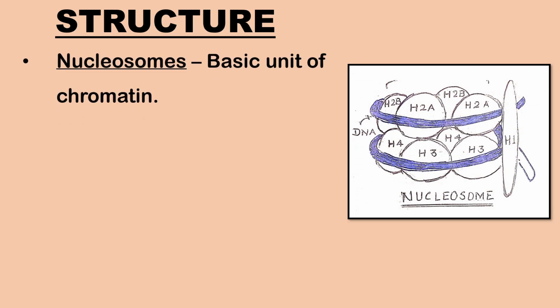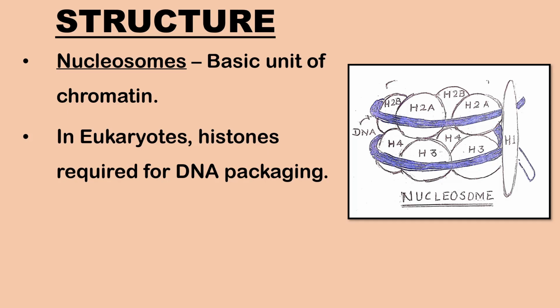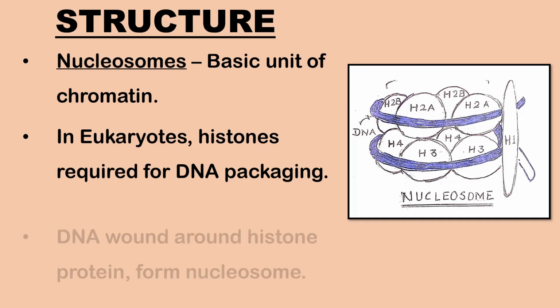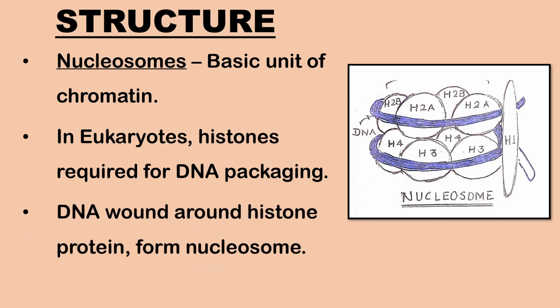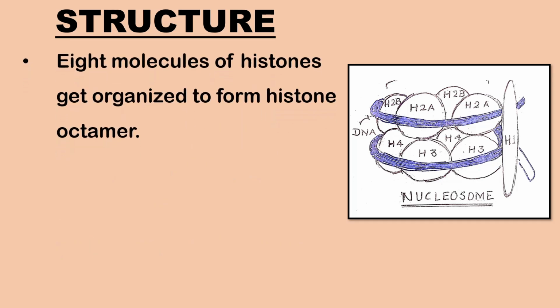Nucleosomes are the basic unit of chromatin. In eukaryotes, histones are required for the packaging of DNA. DNA is wound around histone proteins to form a nucleosome. Eight molecules of histones, 2 each of H2A, H2B, H3 and H4, get organized to form histone octamer.